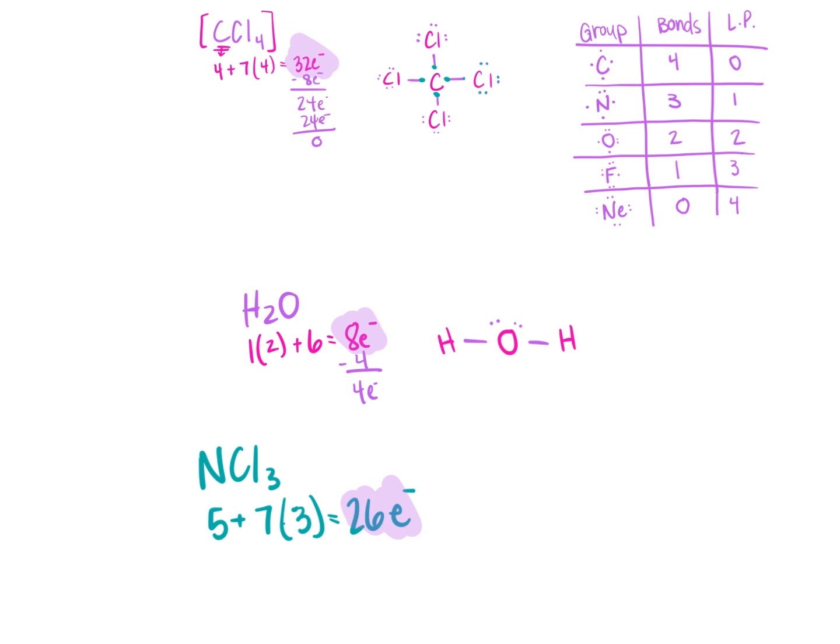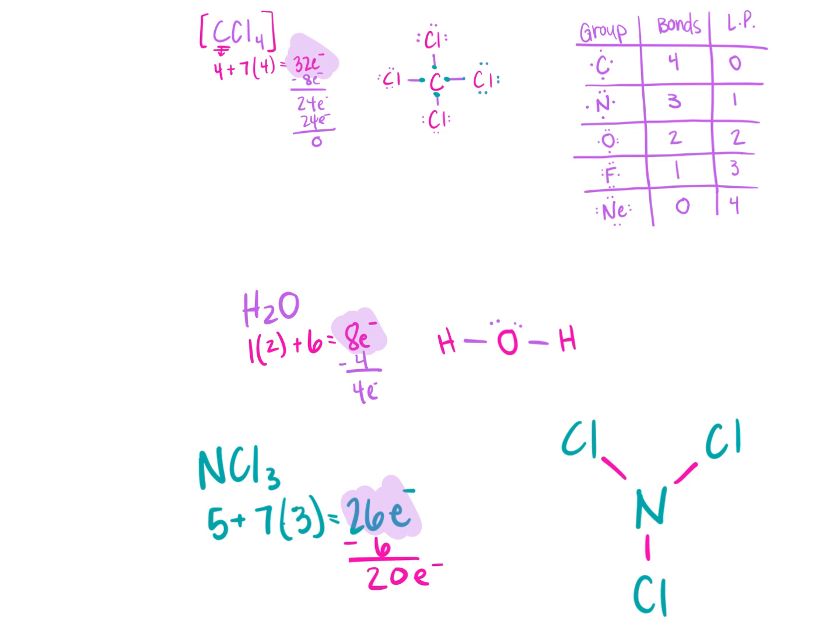All right, so let's keep going here. Nitrogen's going to go in the middle. Chlorine, chlorine, chlorine, right? We've done step 1 and step 2. We've added our valence electrons and built the skeleton. Now we're going to bond, bond, bond. That uses up how many? 6. So I've got 20 electrons left.